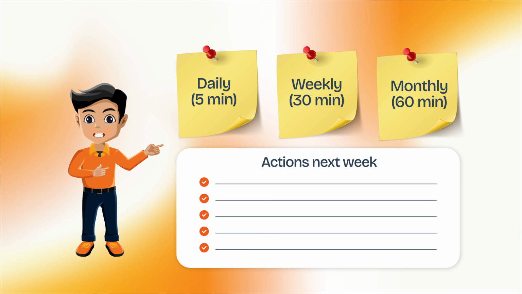Monthly, 60 minutes: blended CAC, channel CAC/ROAS, LTV:CAC, funnel drop-offs, content performance. Decide reallocations and 2 to 3 high-impact experiments.